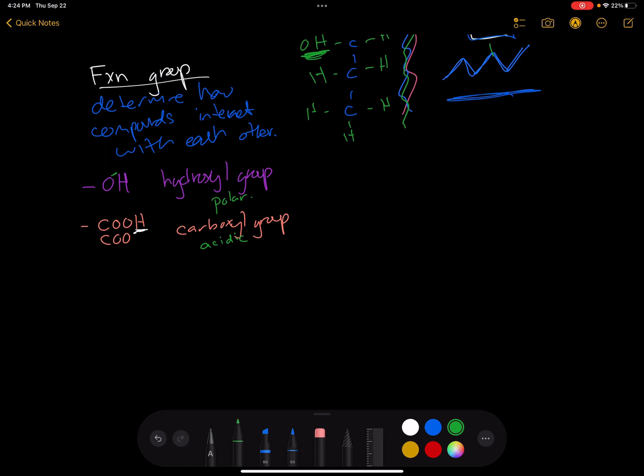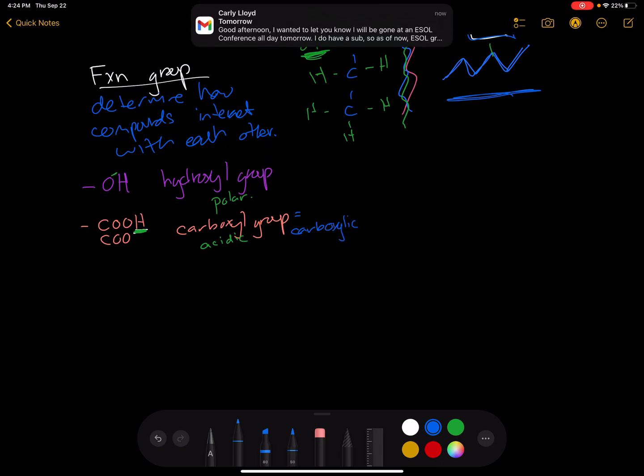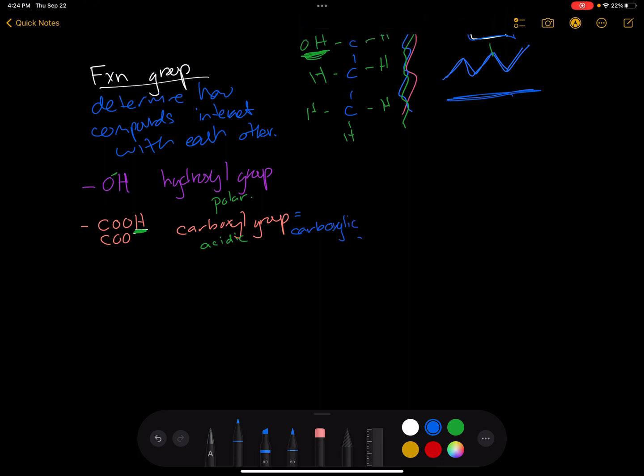Because if you look at the definition of an acid, it lets go of its hydrogen ions easily. And this carbon, oxygen, oxygen, hydrogen, I can get rid of this pretty easily. Its name, besides carboxyl group, is also carboxylic acid.